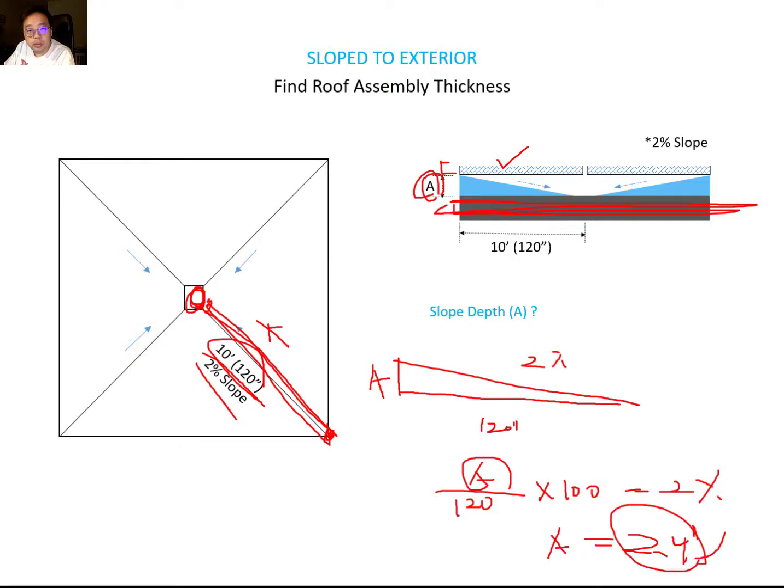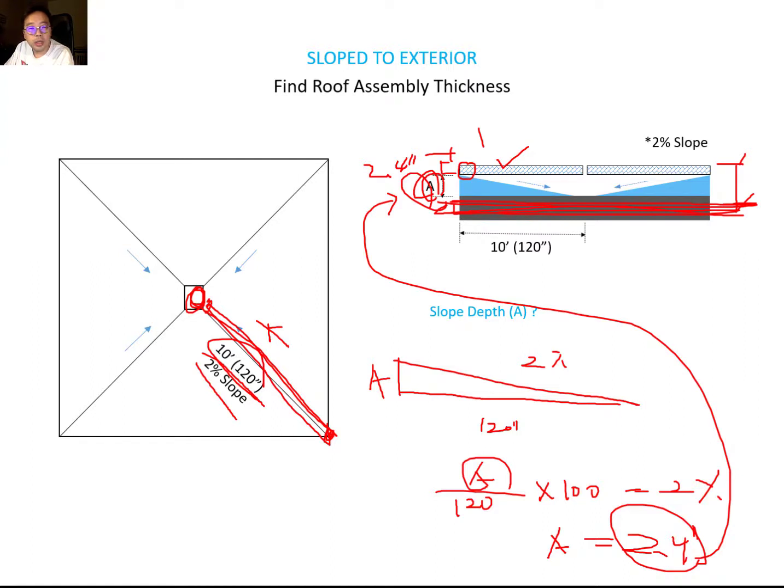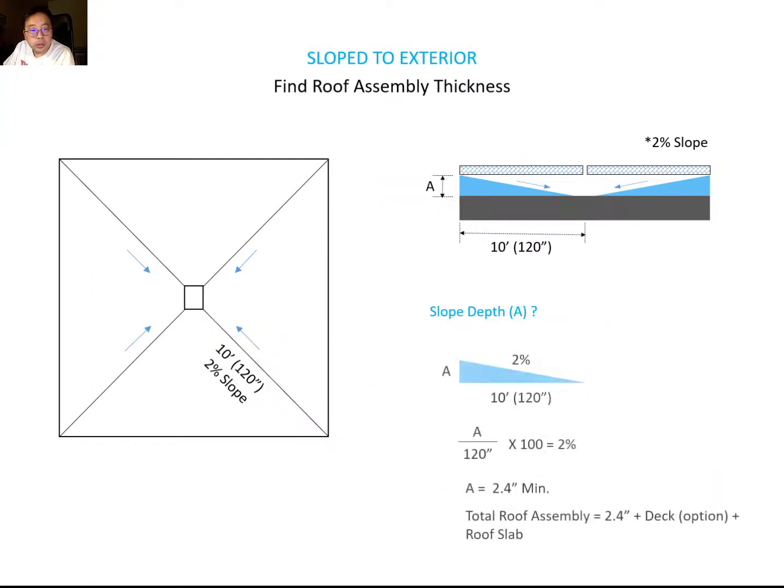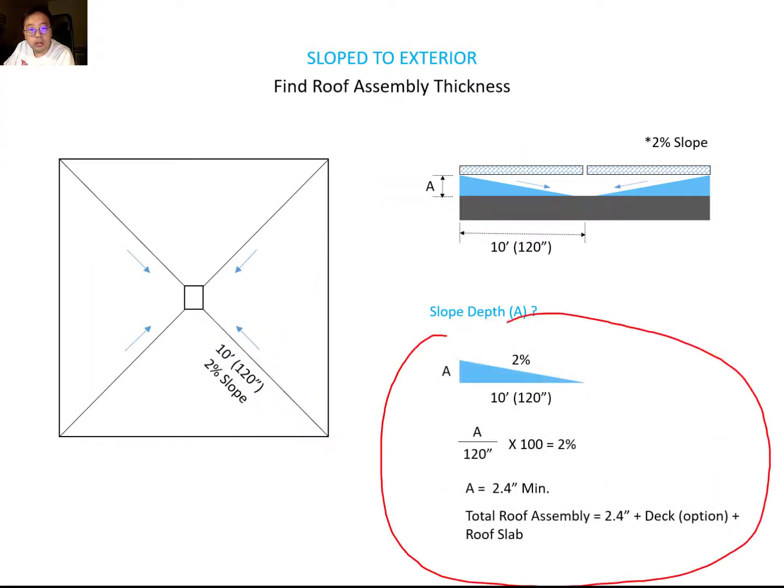Okay, this 2.4 inches here, A is 2.4 inches, and plus this the deck thickness, you can calculate the actual required thickness over this substructure. Okay, so this is a kind of calculation you can find out. So we already know about A, and we already know about this number here, and we already know about the 2%.